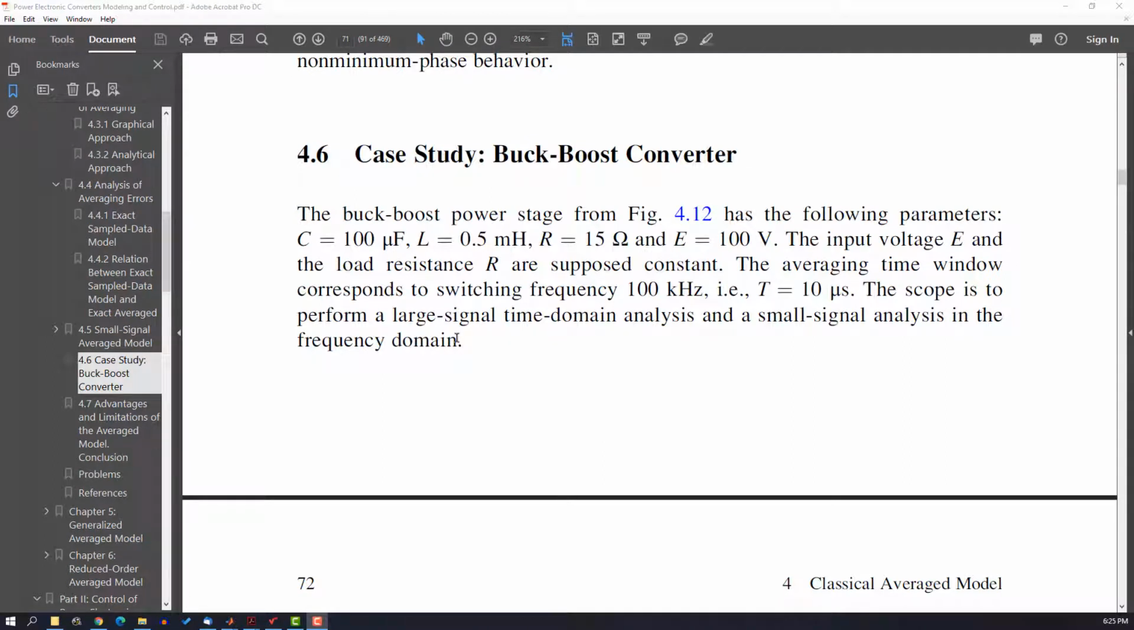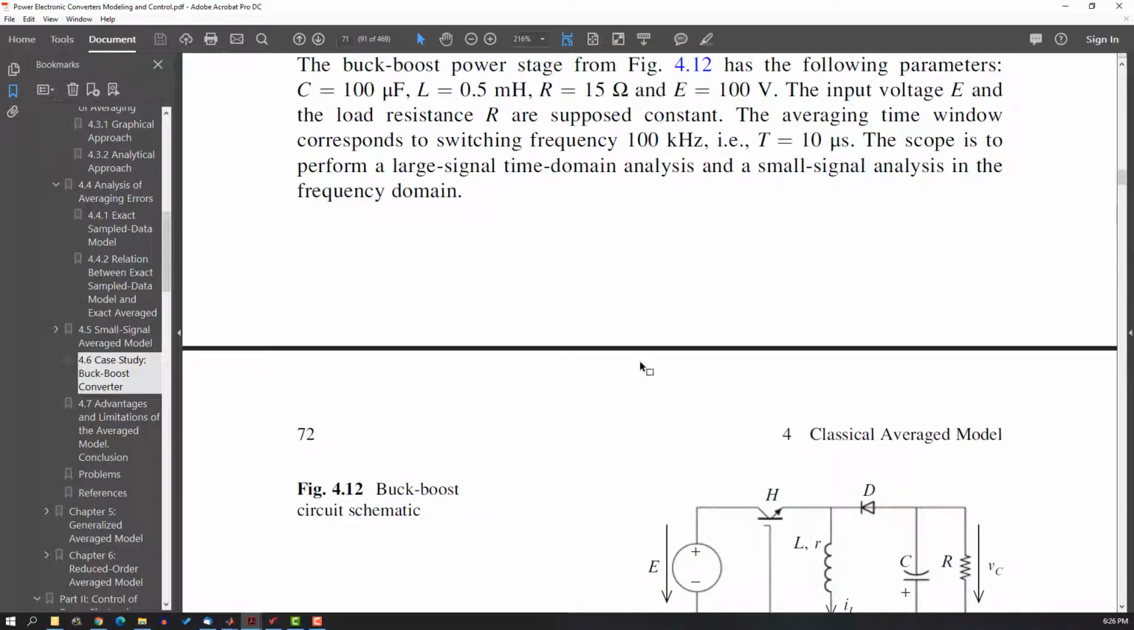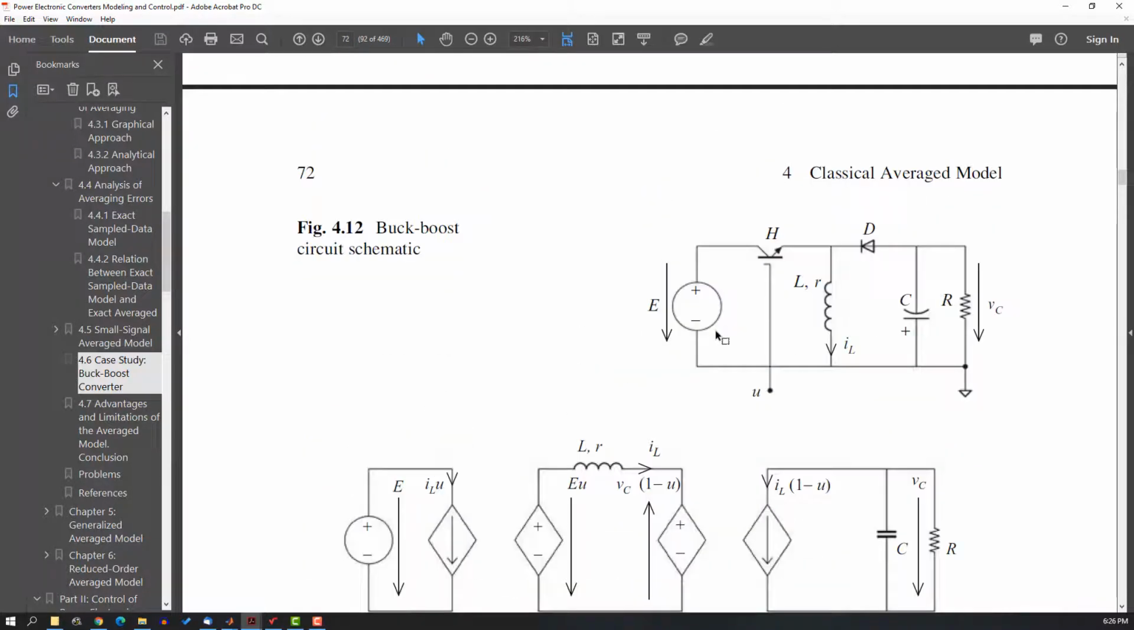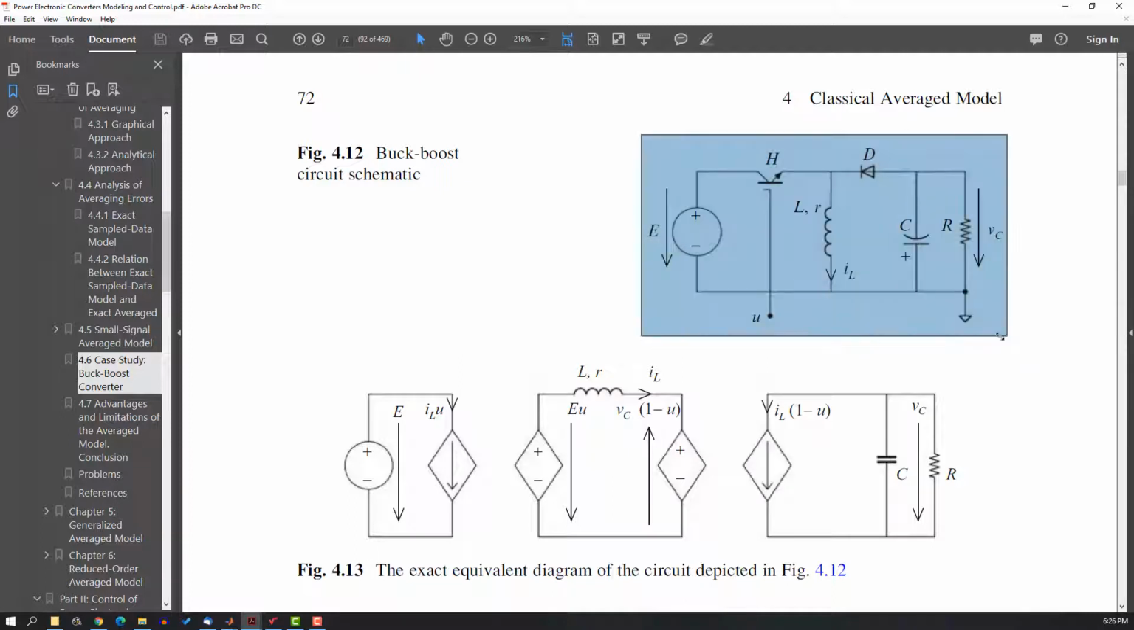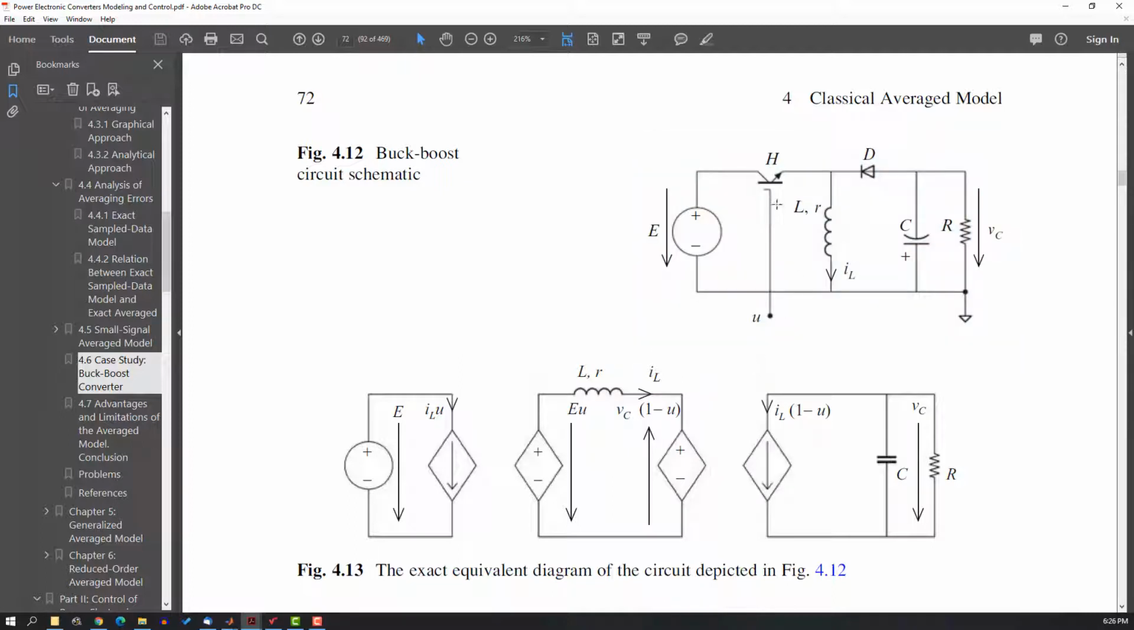So now apply to the buck boost converter. I hope you first understand this converter, otherwise you have no chance to follow. So basically it's like this. It's just a converter to change the voltage depending on the duty you set here.